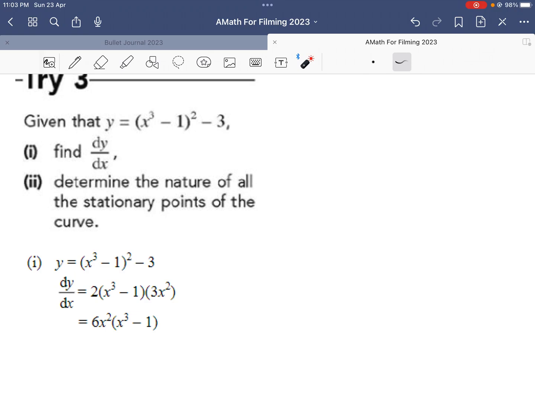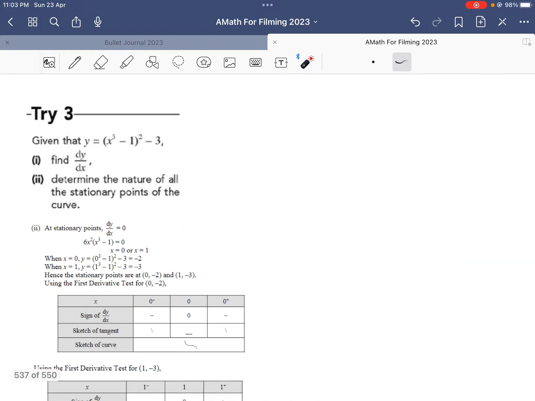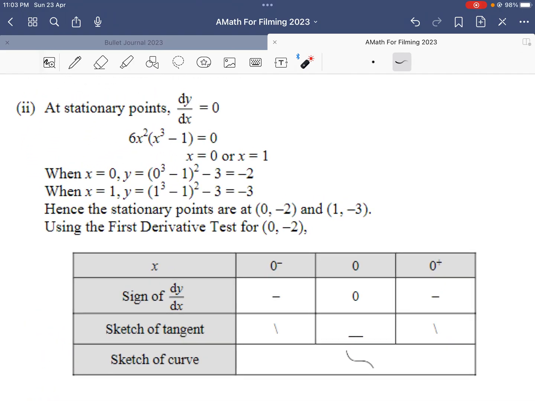Okay, differentiating, applying the chain rule, you get this, and then if you simplify, you get this. That's it for part 1, simple enough: 6x²(x³ − 1). Now, at stationary points, dy/dx equals 0. If you solve this, 6x² equals 0, you find that x equals 0; x³ − 1 equals 0, you find x equals 1. So this question is slightly less complicated. There are only 2 stationary points.